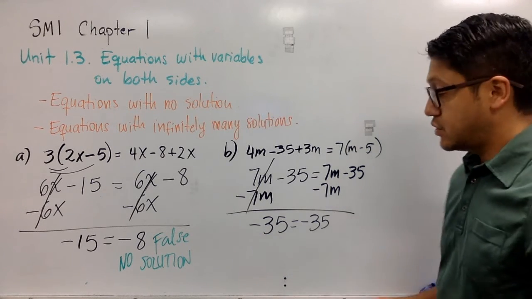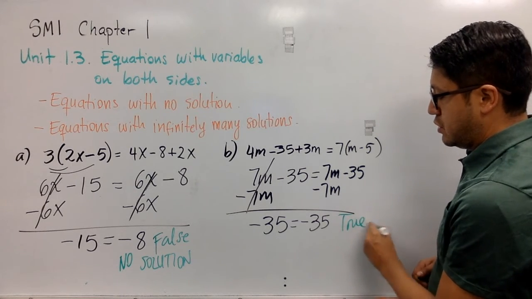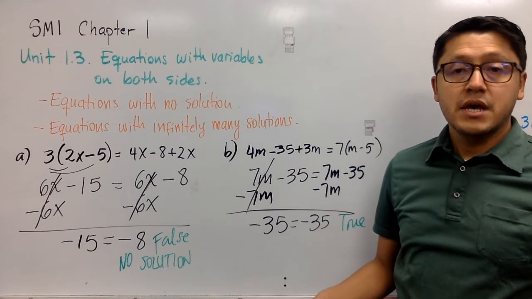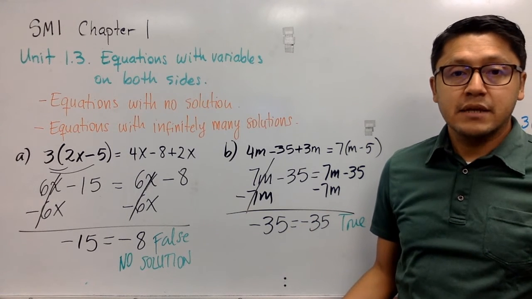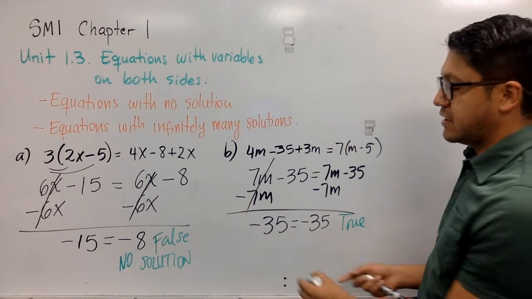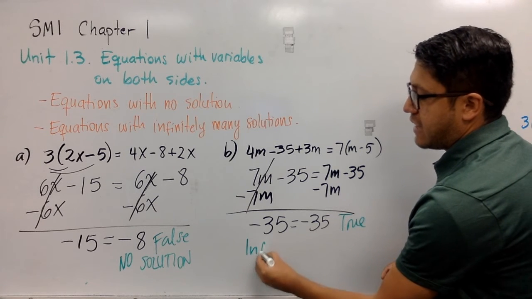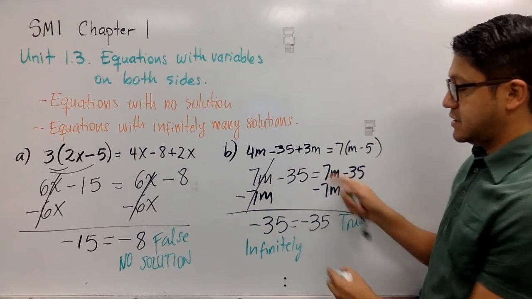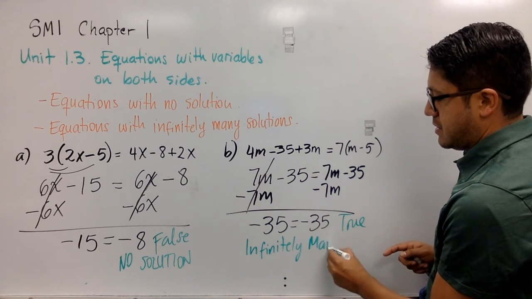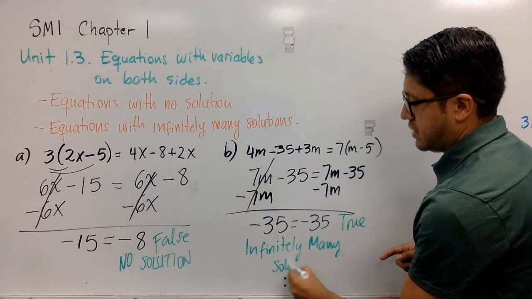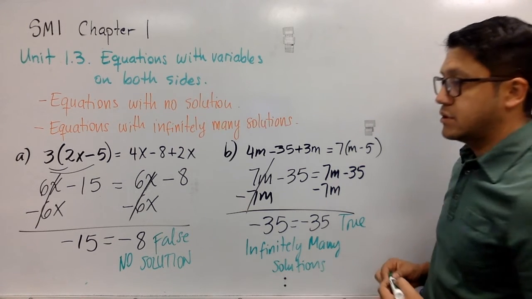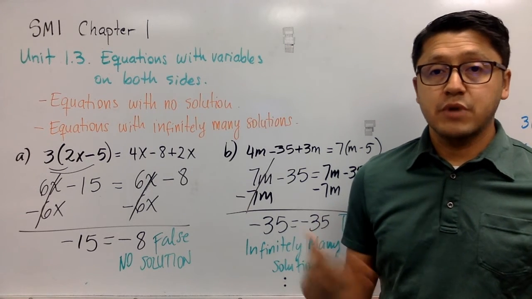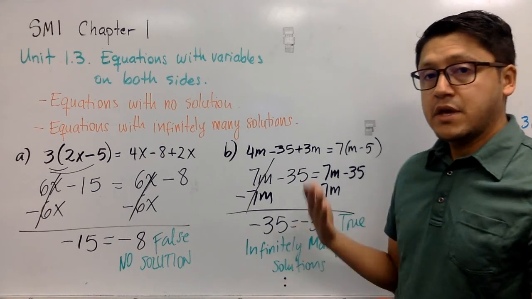So now we have this statement where negative 35 is equal to negative 35. That's true. So if it happens to be true, when the statement at the end, because of the process, the variable happened to be eliminated, then if the final statement is true, then you have a situation where this equation has infinitely many solutions. So these are two special cases you might run into every time you have variables on both sides, and just keep that in mind.